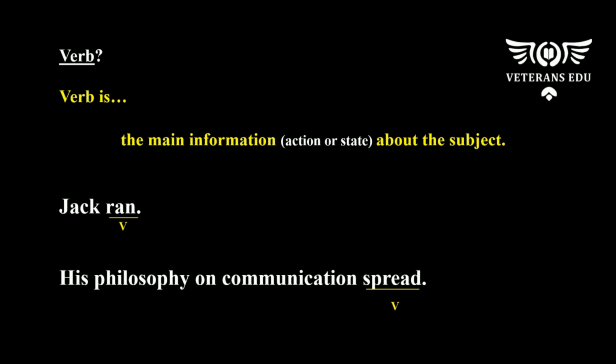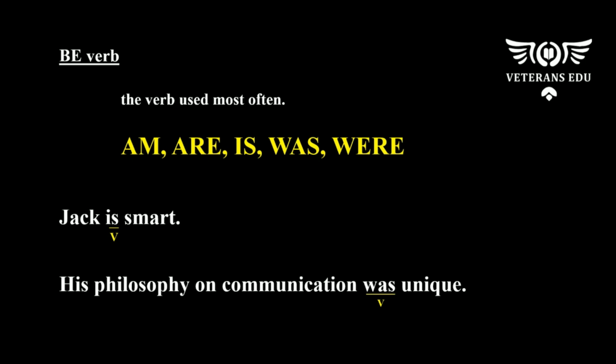Among many verbs in the English language, the most common verb that we use is called the be verb, and you actually use it all the time, right? These consist of am, are, is, was, and were. So for example, in the sentence Jack is smart, the verb is the word is, and we call this the be verb. Likewise, in the second sentence, the verb is was. The reason I'm explaining this is that many students think the verb has to be an action, but this isn't always the case. So remember, the most common verb used in the English language is called the be verb.